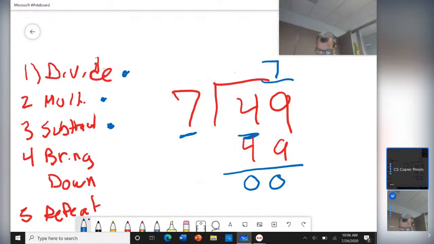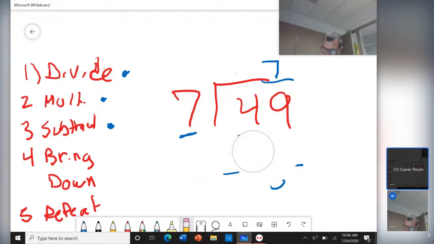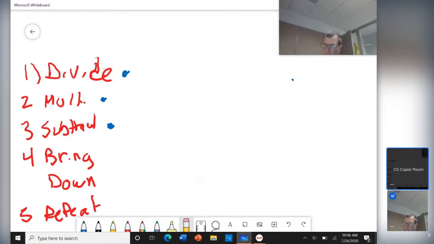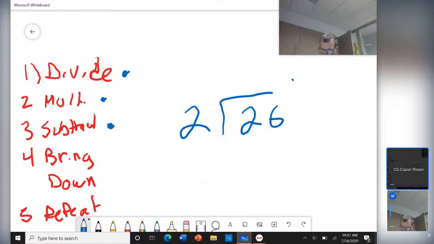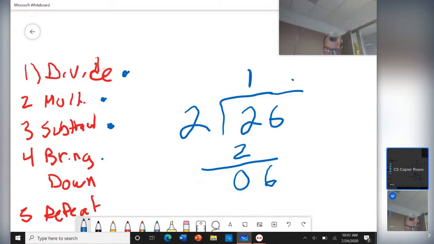But I'll do one here where we have all of these steps. We'll do an easy one. 2 goes into 26. Okay. So the first thing, we're going to divide. 2 goes into 2, the first number, so 2 goes into it 1 time. Second step is multiply. 1 times 2 is 2. Then we subtract. 2 minus 2 is 0. The fourth step will be bring down. We bring down the 6. Then we repeat these steps.